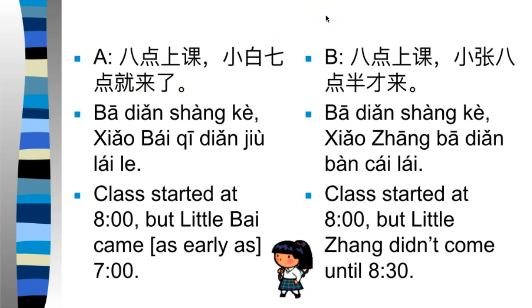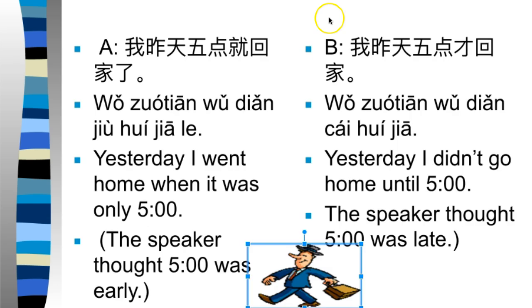What about little Zhang? 8点上课，小张8点半才来. Class started at 8, but 小张 didn't come until 8:30. So this person, 小张, came later than expected.